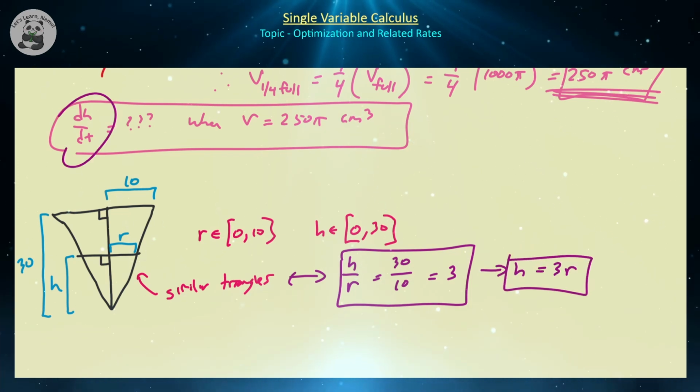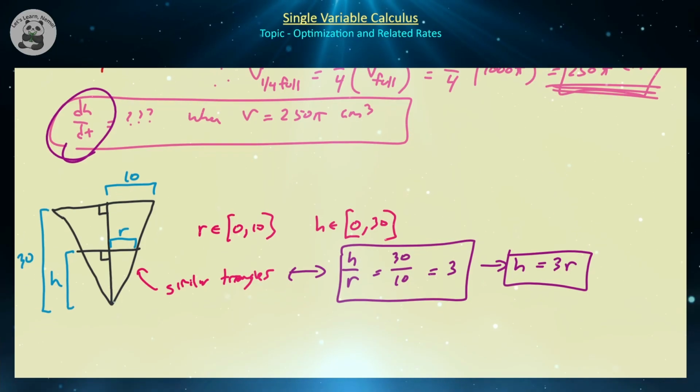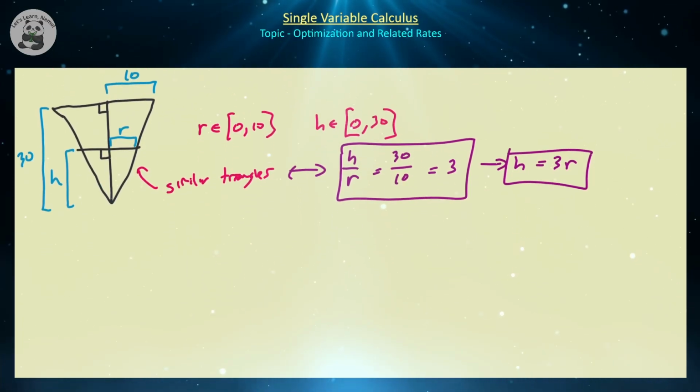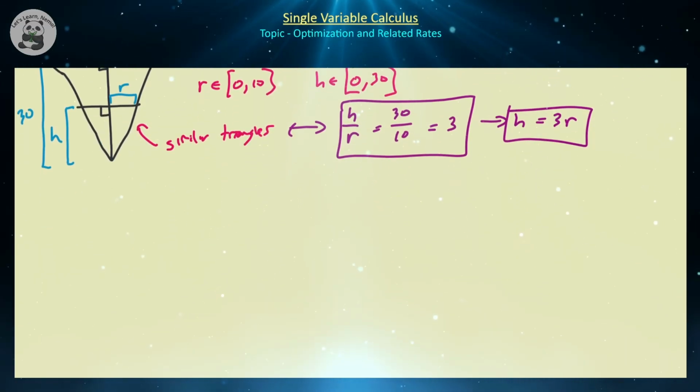Keep in mind we're looking for dh/dt, so that's why I'm solving for h here instead of r. If you were looking for dr/dt, you'd probably solve for r here instead of h. But now we have the puzzle piece that we were looking for this whole entire time. Right? So height is being represented with respect to radius, so all is going to be good.